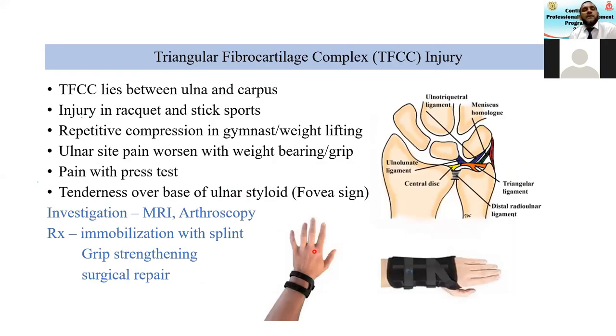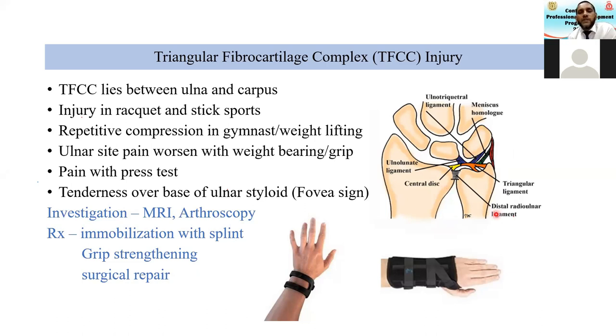The other injury on the ulnar side is a TFCC injury, which is rare, but we commonly see it in a traumatic form. The triangular fibrocartilage is a structure between the ulna and the carpus, where it has an articular disc and the distal radioulnar ligaments, dorsal and volar, and also the extensor carpi ulnaris, the disc, and there are also intercarpal ligaments which are also part of this TFCC.